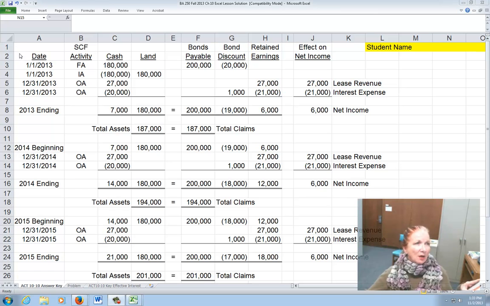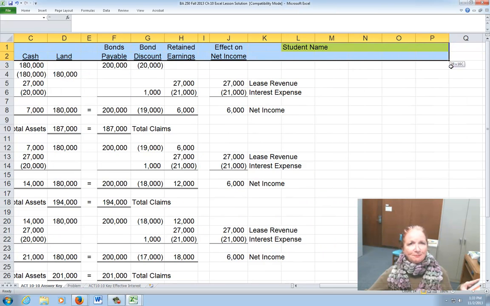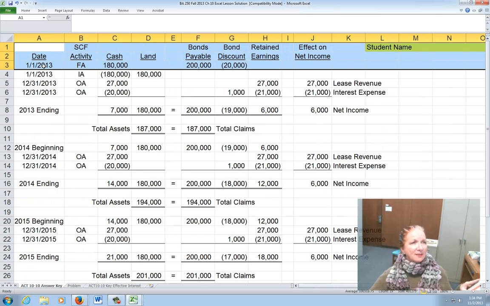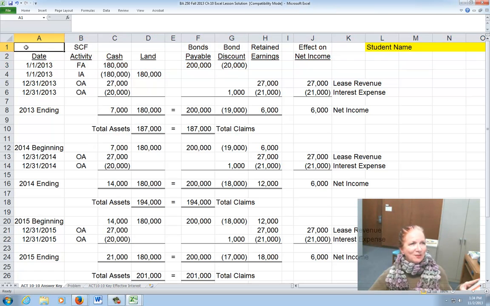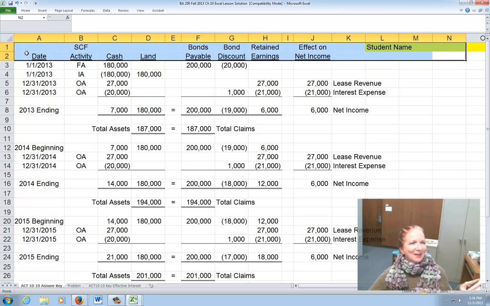Now, if you actually are looking at the spreadsheet the way it is set up for you, you'll notice that this top part that I've just highlighted here is set up. It has only the first two lines set up. So you'll notice it has the date, the statement of cash flows, the cash, the land, the bonds, the bond discounts, retained earnings effects, and then your name.